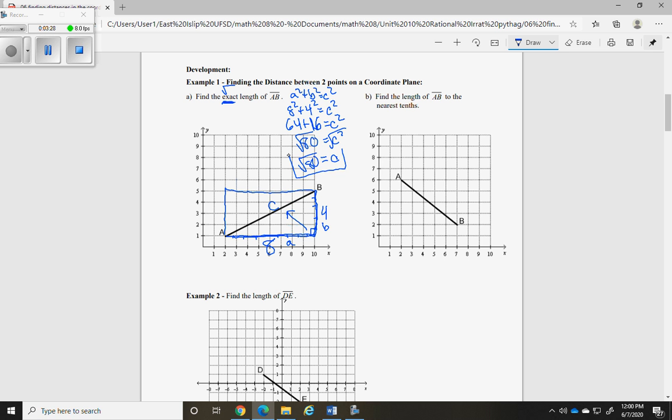80 is not a perfect square. It's close to the perfect square of 81, right? So 80 is not perfect. Therefore, the answer in exact is the square root of 80.